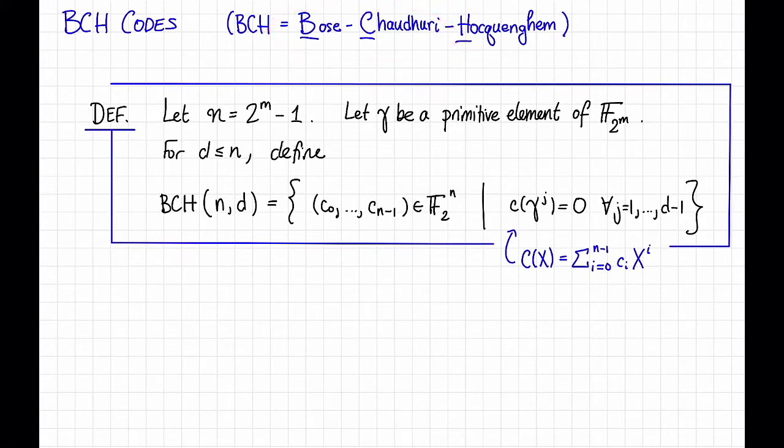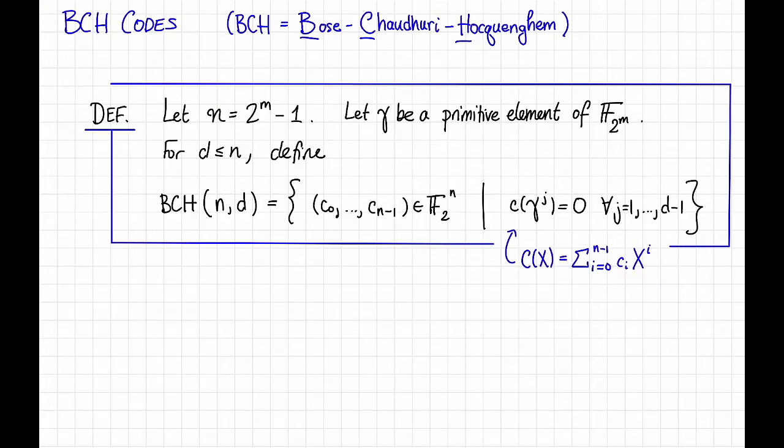Here's the definition of a BCH code. Let n be 2 to the m minus 1 for some integer m, and let gamma be a primitive element of F2 to the m. Now, for some parameter d less than or equal to n, define the BCH code with parameters n and d to be the set of all vectors c0 up through c(n-1) in F2 to the n, so all binary vectors of length n, so that c of gamma to the j is equal to 0 for all j between 1 and d minus 1. And here c of x is the polynomial whose coefficients are c0 through c(n-1). So it's the sum from i equals 0 to n minus 1 of ci times x to the i.